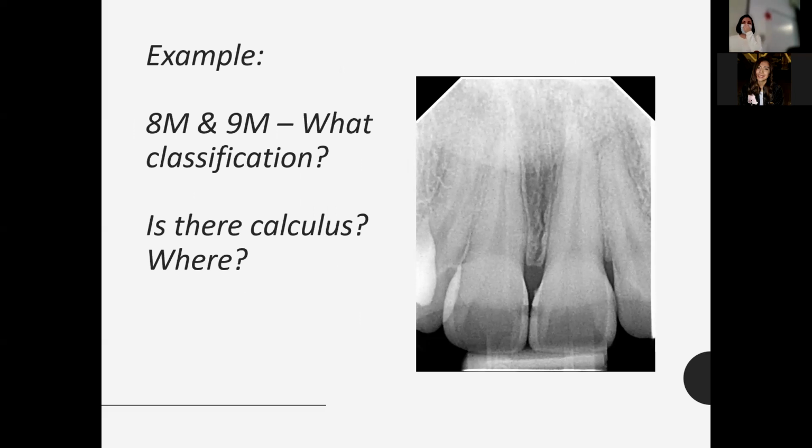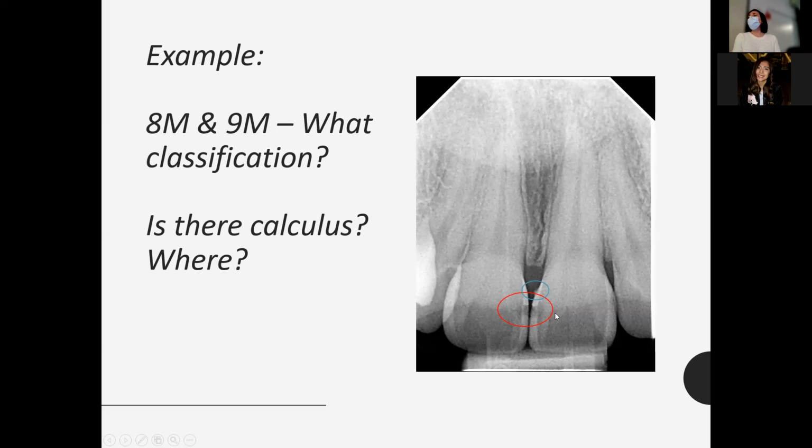Okay, so an example between 8 and 9. What classification do you guys think this is here? Is there calculus? And then this little blue circle goes up. Can you guys see this little notch right here? It's a little bit of calculus right here. Now we'll circle the cavity. I should have reversed the order.